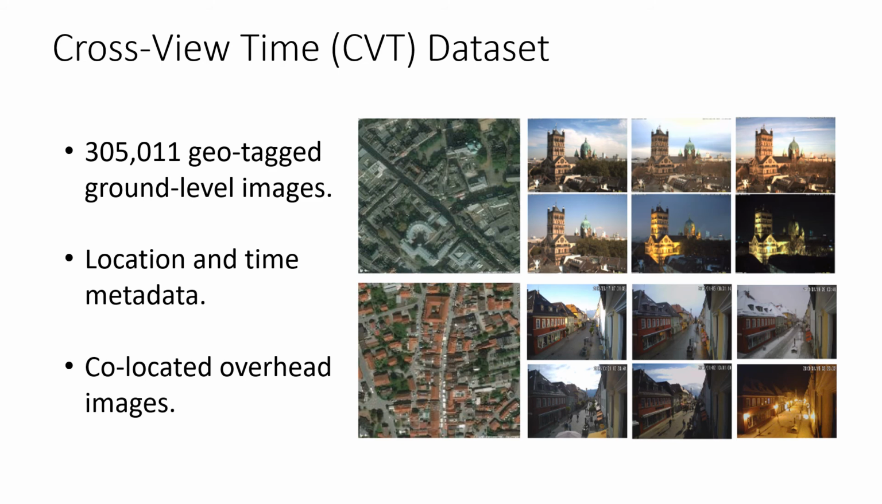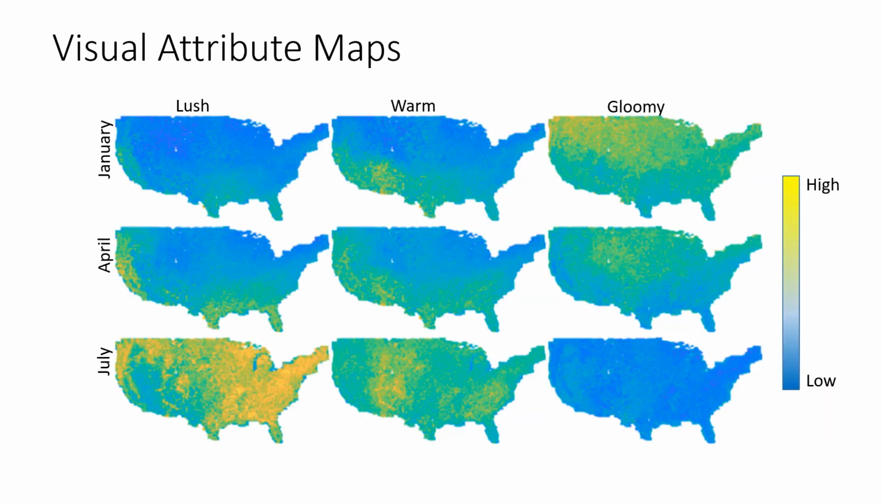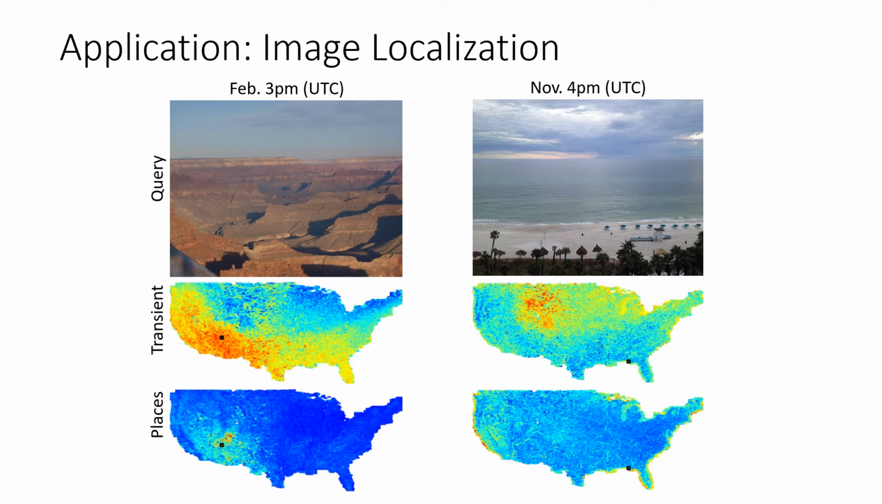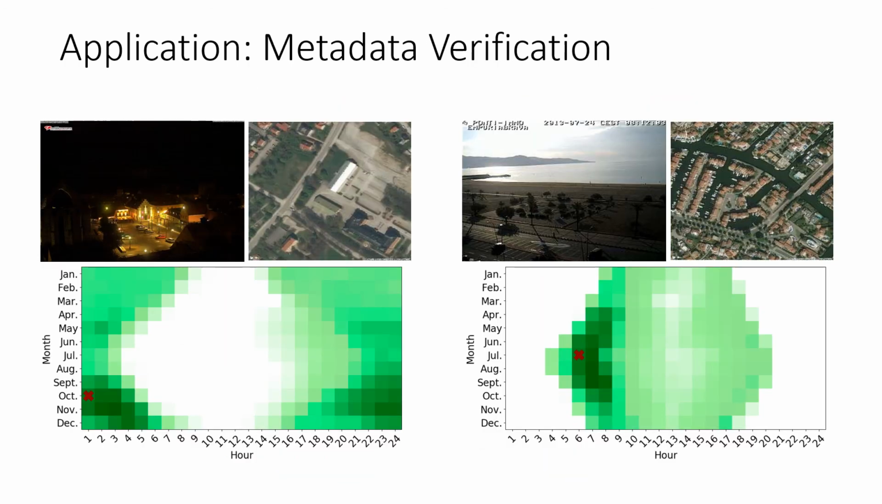And we introduce a dataset that contains geotagged ground-level images, corresponding capture time, and co-located overhead images. Our trained model can be used for generating dynamic maps of visual attributes, for image retrieval, image localization, and metadata verification.